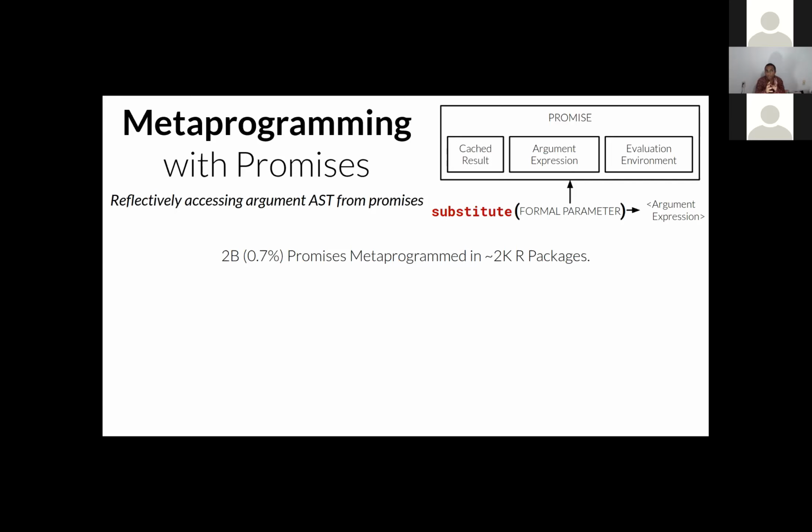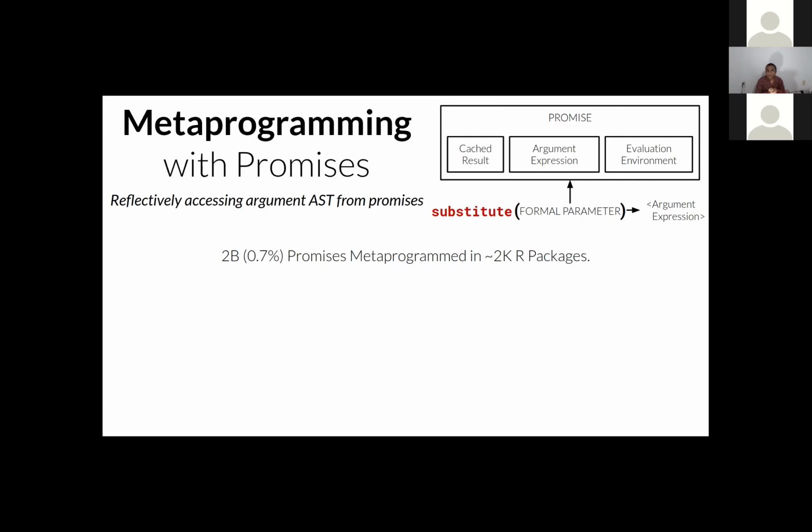So you can pass a complex expression to substitute. It will walk over it and replace each formal parameter in this AST with the unevaluated argument AST for that formal parameter. We observe that 2 billion promises are metaprogrammed using substitute. That is a small number. It's only 0.7% of the 271 billion promises that we observe, but it's quite widespread. There are approximately 2,000 R packages which are doing metaprogramming using substitute.